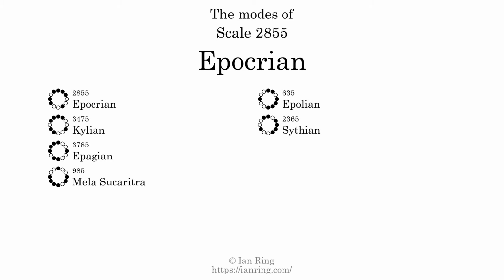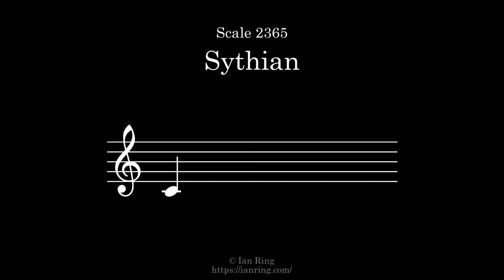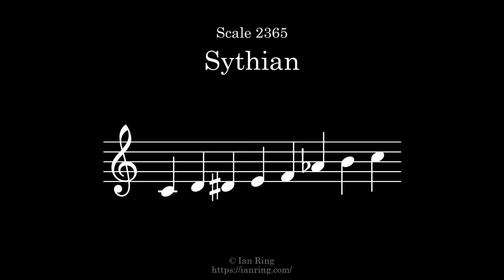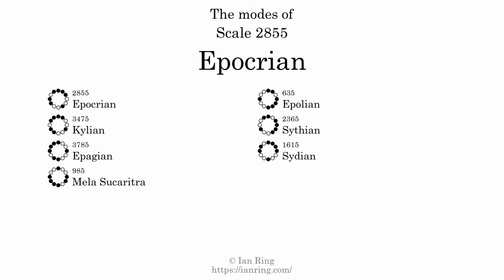The sixth mode is scale 2365, also known as Scythian. It sounds like this. The seventh and last mode is scale 1615, also known as Scythian. It sounds like this.